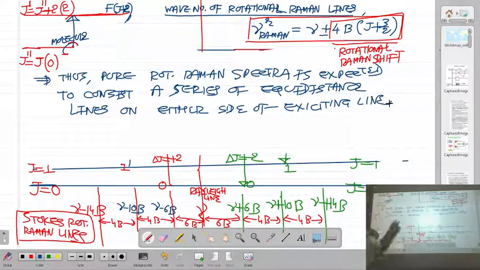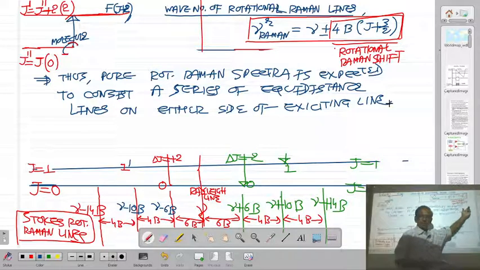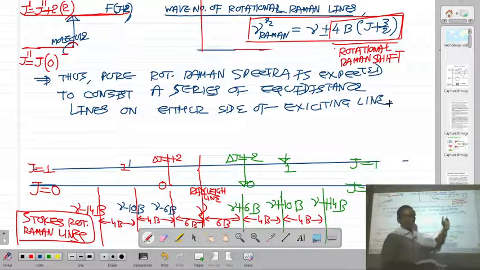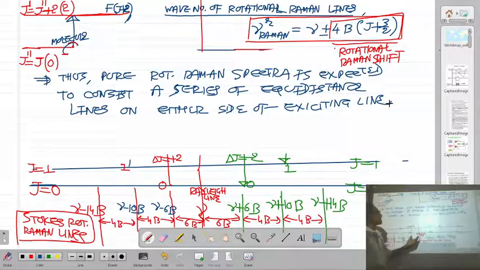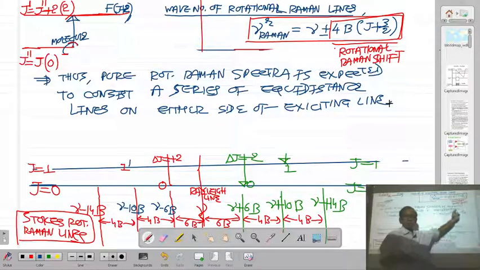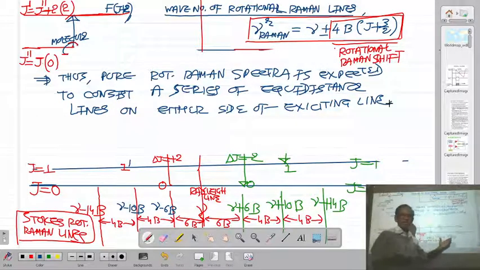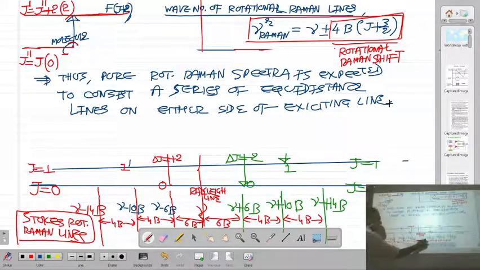So I mentioned here that the pure rotational Raman spectra is expected to consist of rotational Raman lines. Anti-Stokes rotational Raman lines are obtained at mu plus 6b, mu plus 10b, mu plus 14b, and Stokes rotational Raman lines are obtained at mu minus 6b, mu minus 10b, mu minus 14b. So pure rotational Raman spectra is expected to consist of a series of equidistant rotational lines on either side of the Rayleigh line or exciting line.